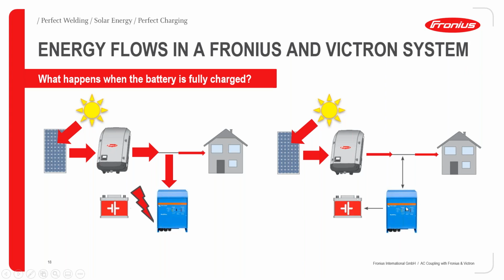And how does it do this? The Victron inverter, of course, sends a signal to the Fronius inverter via this same AC coupled load line, and that ensures that the PV inverter reduces its power output so that the load gets supplied what it needs, and the charging of the battery stops.